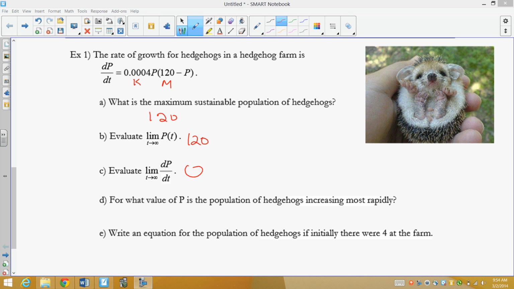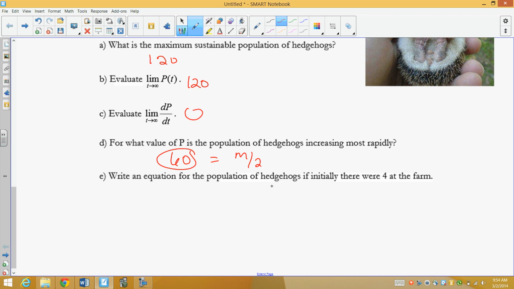Sorry, guys, I'm back. So, we have the rate of change is going to approach 0. And then we were talking about what value of P it is going to increase most rapidly. Long story short, that's going to be 60. And contextually, that makes sense, because we need enough hedgehogs to reproduce, but not so many that they're reproducing beyond the carrying capacity. So at half the carrying capacity, that's when you're going to increase most rapidly. Okay?